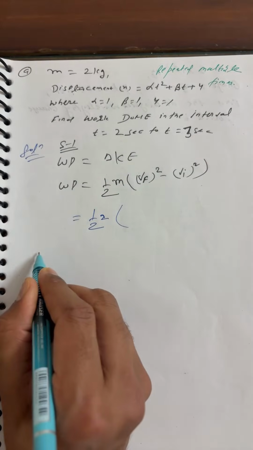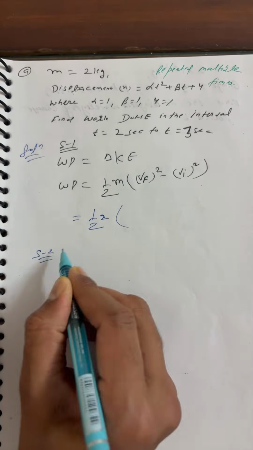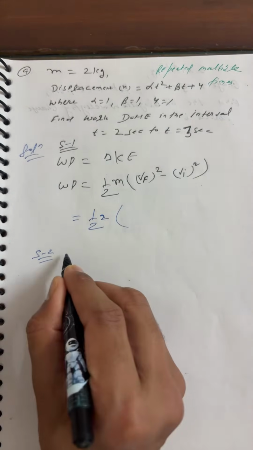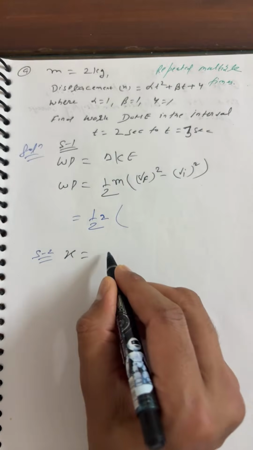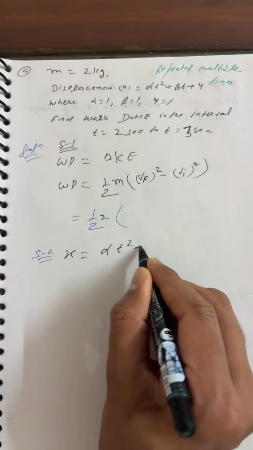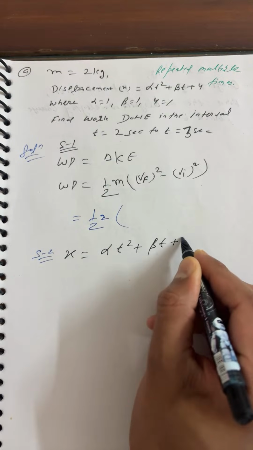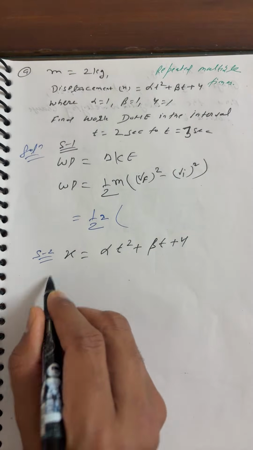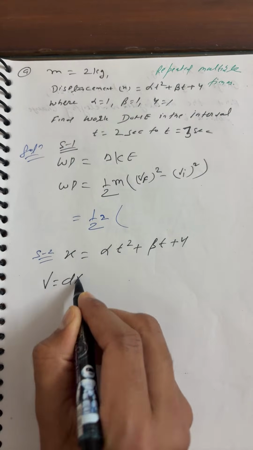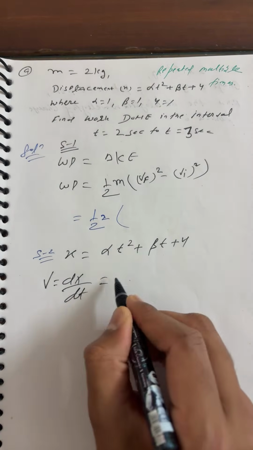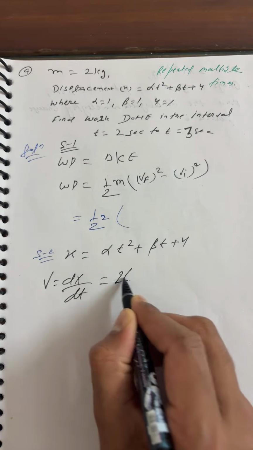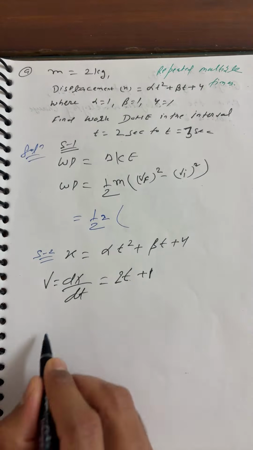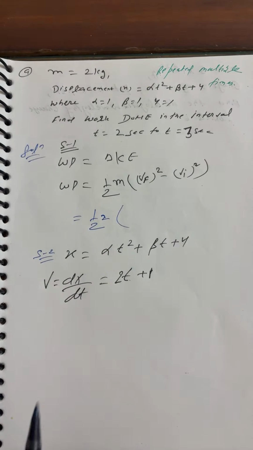Now, students, I'll solve in step 2. X as a function of t is already given. I'll differentiate one time. I hope all of you know this: x equals alpha t square plus beta t plus gamma. Alpha, beta, gamma are all one. For getting velocity we differentiate one time, dx by dt, which is 2t plus 1. The constant gamma goes to 0.